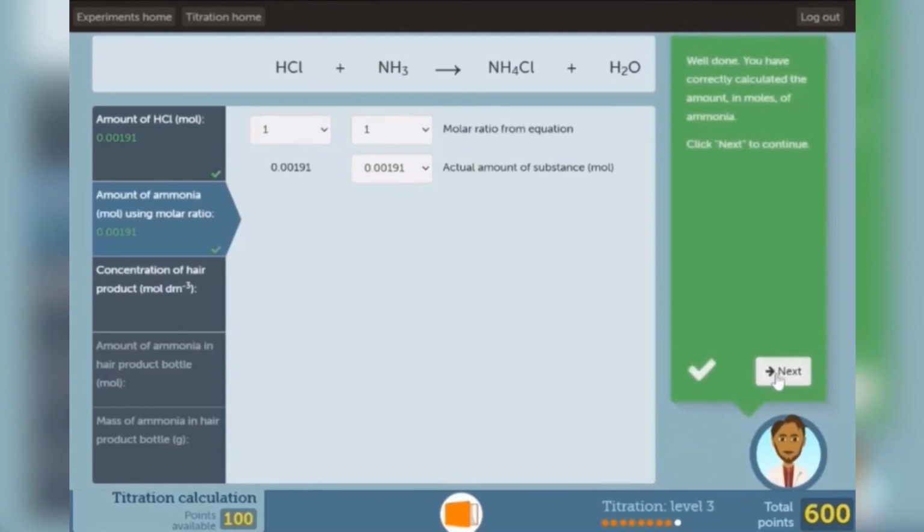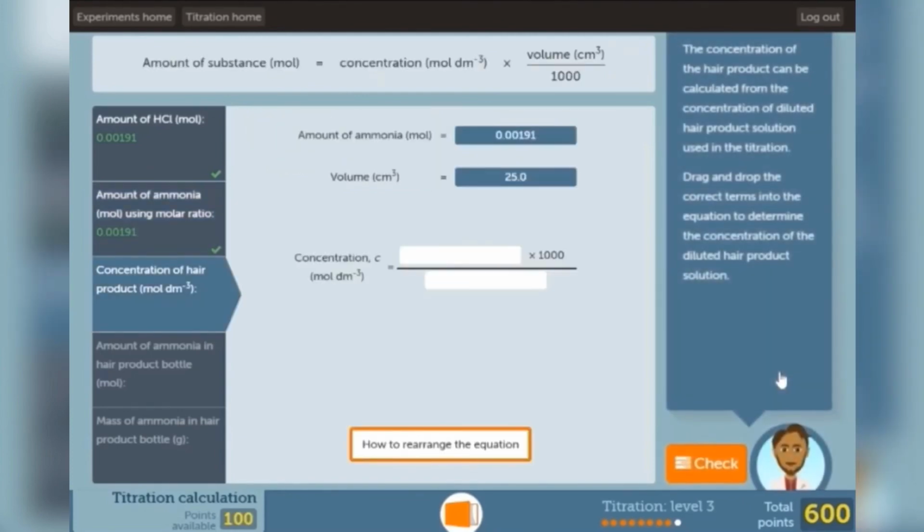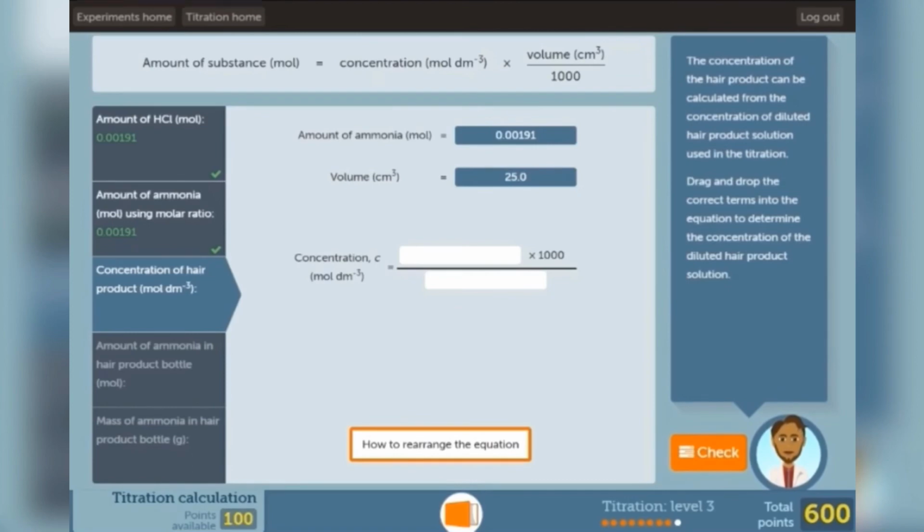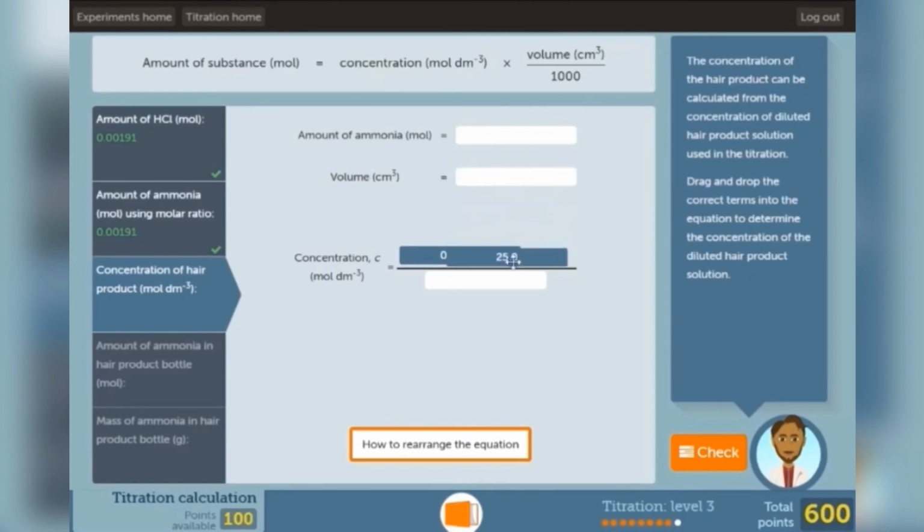The concentration of the hair product is the amount of ammonia times 1000 divided by the volume. And the answer we get is 0.0764 mole per decimeter cube. The actual hair product will be 50 times more concentrated, so 0.0764 times 50, and finally we obtain 3.82 mole per decimeter cube.